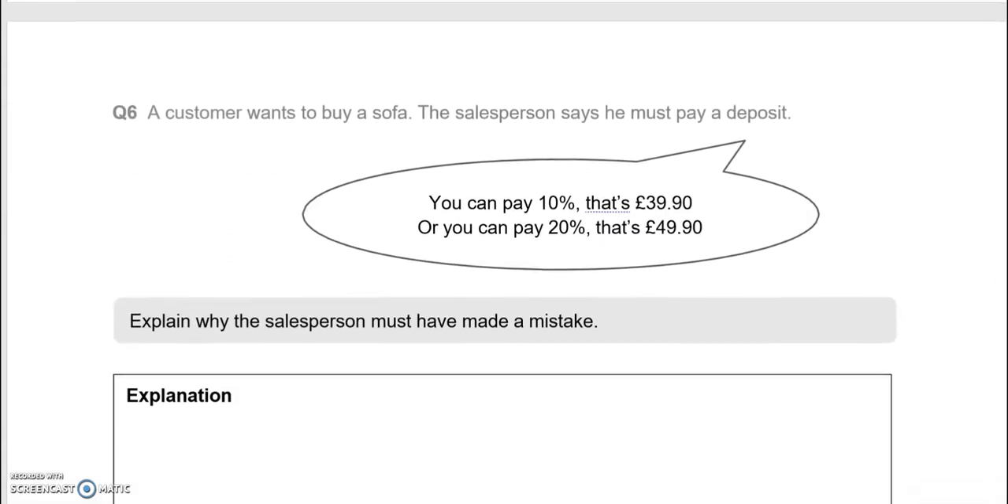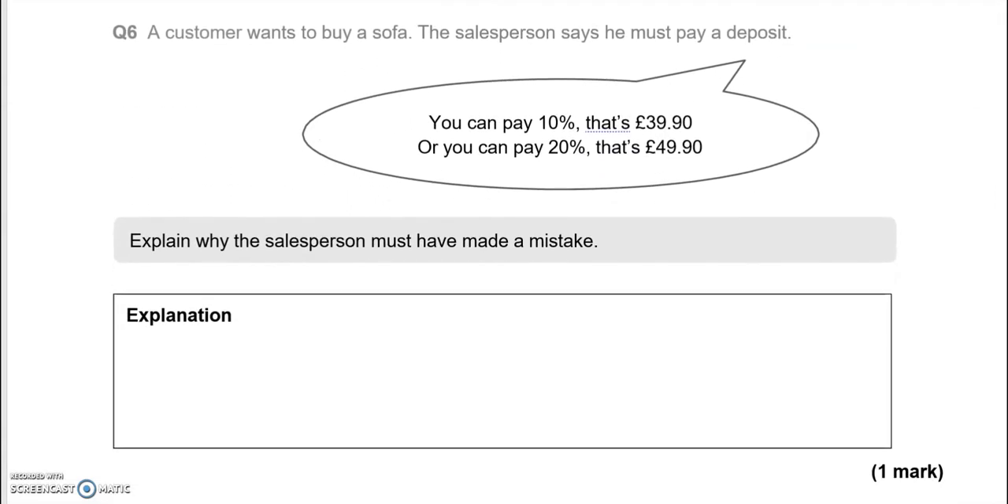In question number 6, we've got a customer wants to buy a sofa. The salesperson says he must pay a deposit. You can pay 10%, that is £39.90, or you can pay 20%, that is £49.90. Explain why the salesperson must have made a mistake.